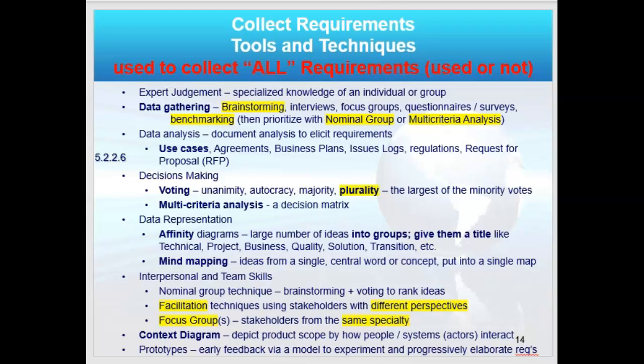Now, decision making often includes voting, and voting can be unanimous, autocratic, so I can tell you what the decision is, majority, or plurality. Plurality means the largest of the minority opinions. So you might get 30%, 20%, 18%, 12%, and another 10% or something. The majority of those minorities, that's the winner. That's a plurality. So I can take my data and represent it as an affinity diagram, which means just putting things into buckets or groups.